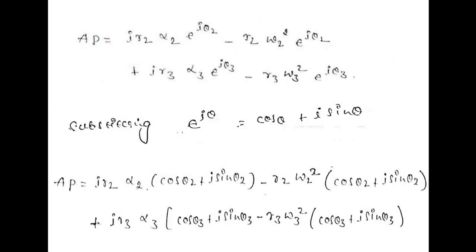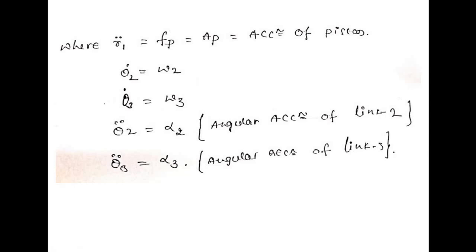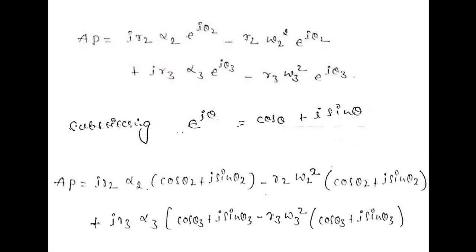So we will get AP, acceleration of the piston, is nothing but i r2. In place of theta 2 double dot, we replace it by alpha 2. So here we will get alpha 2, and e to the power of i theta 2, we keep it as it is, minus r2 omega 2 square e to the power of i theta 2, plus i r3 alpha 3 e to the power of i theta 3 minus r3 omega 3 square e to the power of i theta 3.